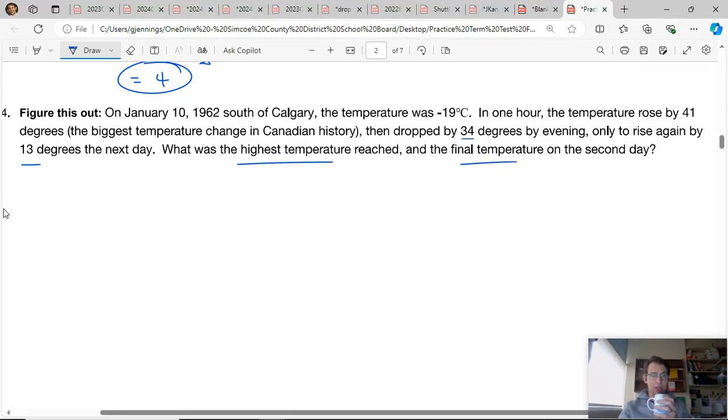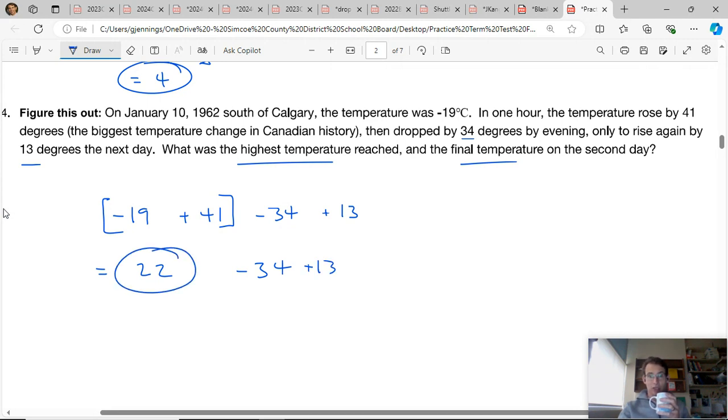Two-part question. So I can set this up like this. Minus 19 was the initial temperature, plus 41 degrees, but then it goes down by 34, and then it goes up again by 13. Okay? And now we're going to do this front to back. So we're going to go minus 19 plus 41 gives me 22. Because it does. If I raise the temperature by 41 degrees from minus 19, it's the same thing as 41 minus 19, which is 22. Minus 34 plus 13. And that is actually the highest temperature reached. So the highest temperature reached is equal to 22 degrees Celsius.